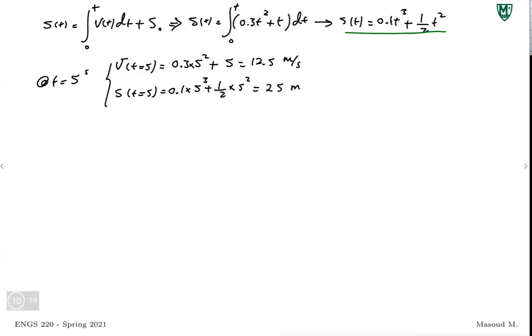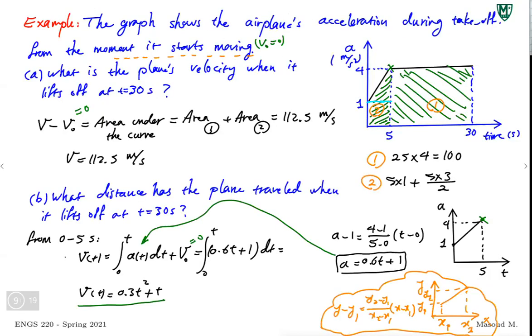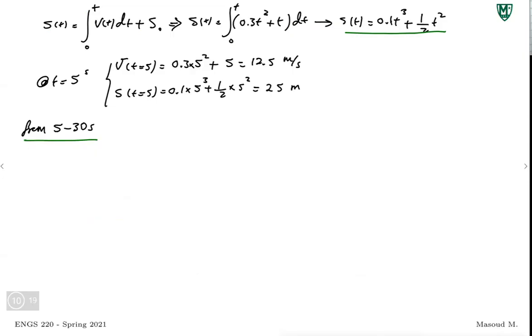Now, second part, from 5 to 30 seconds, that's where the acceleration is constant. This one was here from 0 to 5 seconds. Now we are in the second part. Acceleration is constant, so it's much easier. Acceleration is constant, and we know what it is. It's 4 meters per second squared, represented by a naught, because that's what we used to note constant acceleration.